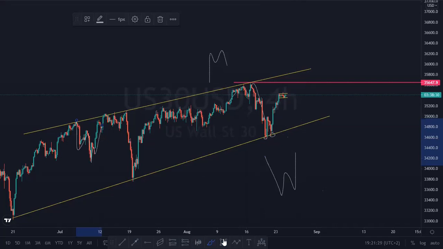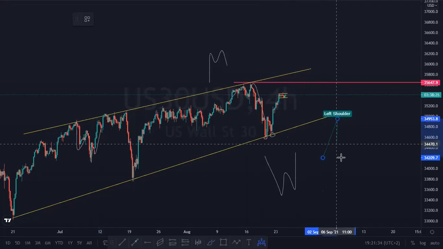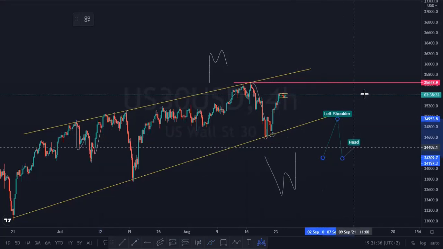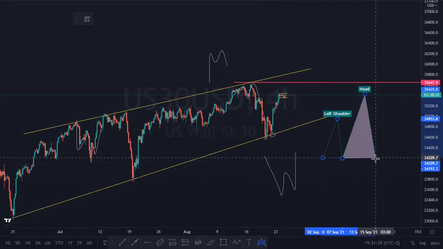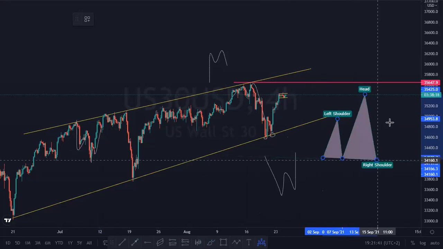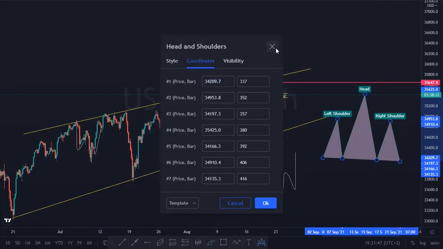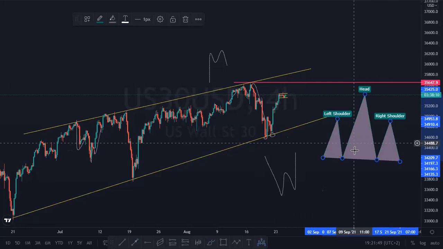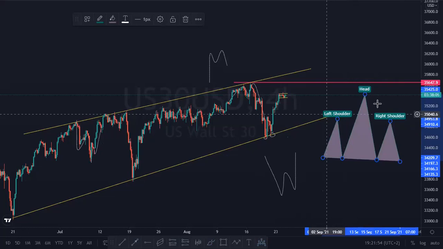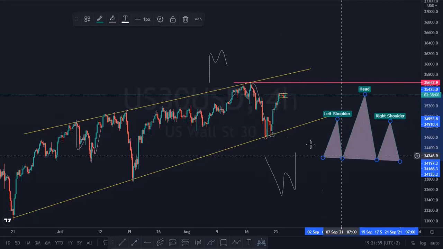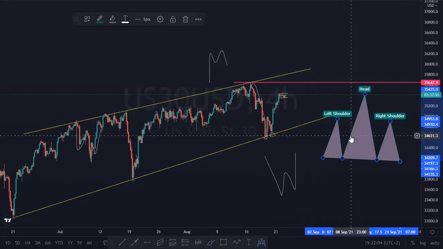For those who don't know what the head and shoulder looks like, it's something like this, guys. This is a head and shoulder pattern. It's written here. It's not my name, I'm not just creating this. It's the head and shoulder pattern. So we have to look for all these patterns in the market in order to capitalize on the market. Are we all together?